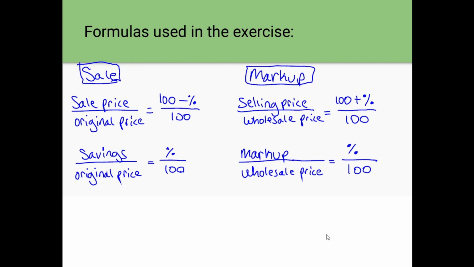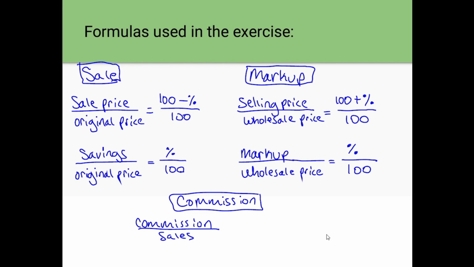And then we also had commission. If we were looking for commission, we've got commission over sales. If you're a salesperson selling, I don't know, furniture or something, sales would go on the bottom. Your commission, how much you're getting, goes on top, equals the percent commission over 100.